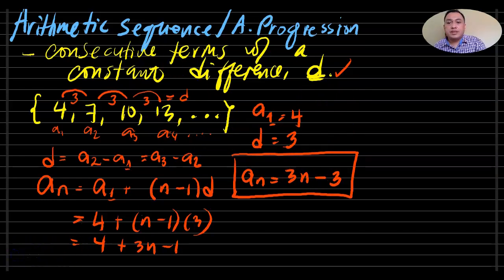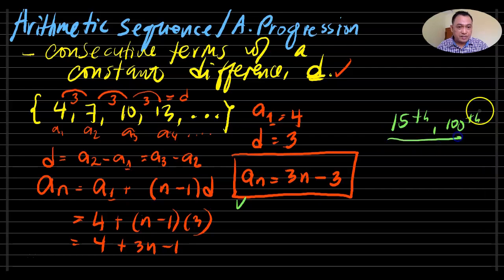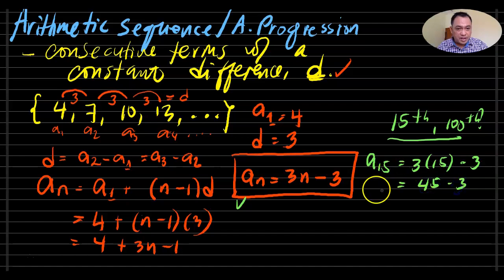So let's see. Since we already have this explicit formula, can we find the 15th term and even the 100th term of this sequence? Yes, we can find it. How do we do that? Just put in the 15th term. So A15 is equal to 3 times 15 plus 1. Our A15 is going to be 46.